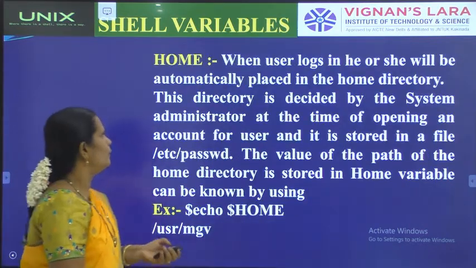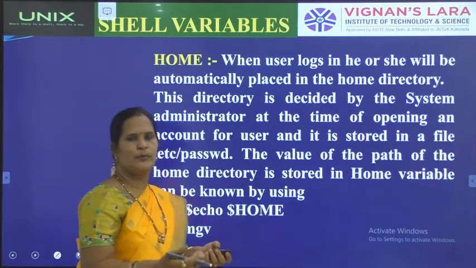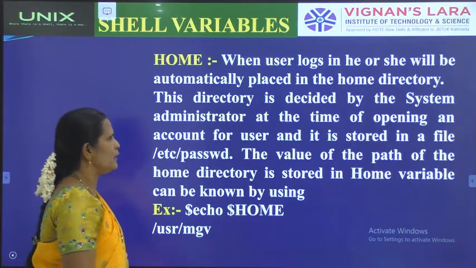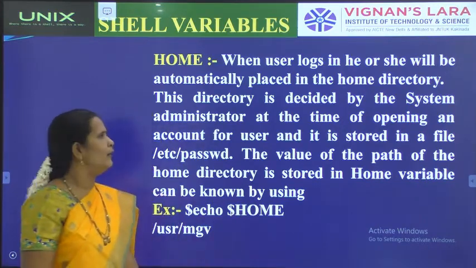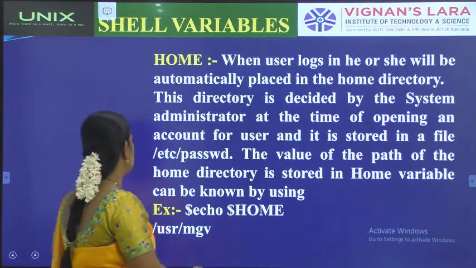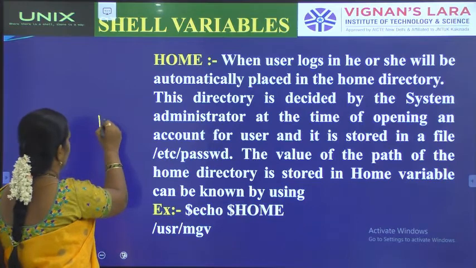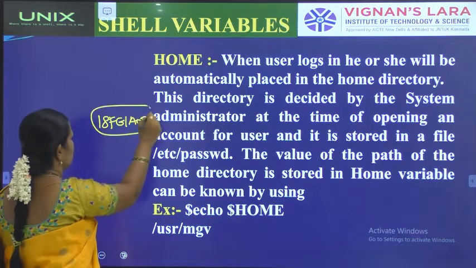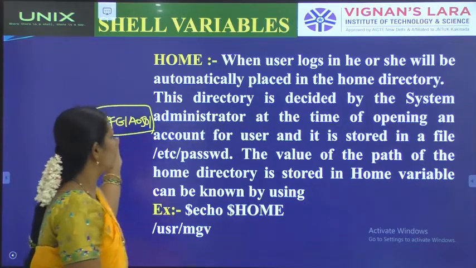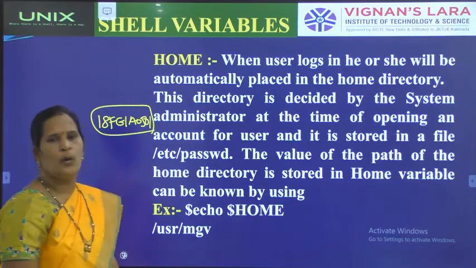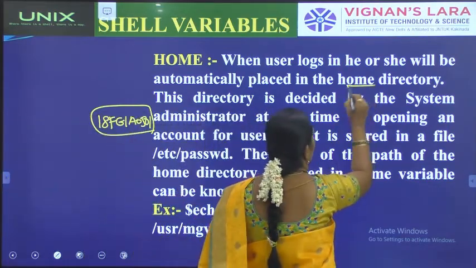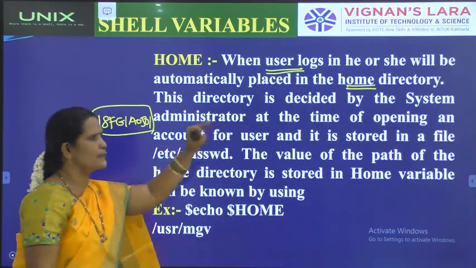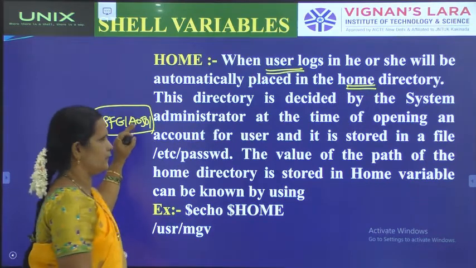HOME variable. When a user logs in, meaning whenever we type username and password, at that time this variable is set. When a user logs in, he or she will be automatically placed in the home directory. For example, whenever this person logs in with username and password, automatically she will be placed in the home directory. This point you have to remember. Whenever a user logs in, automatically he or she will be placed in the home directory, meaning this user account.